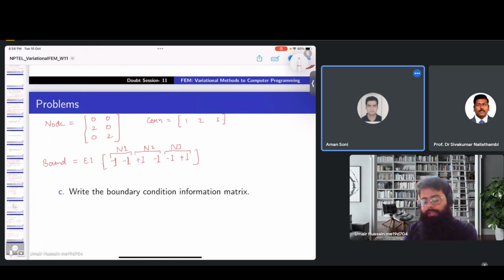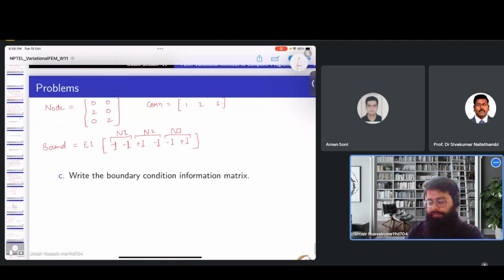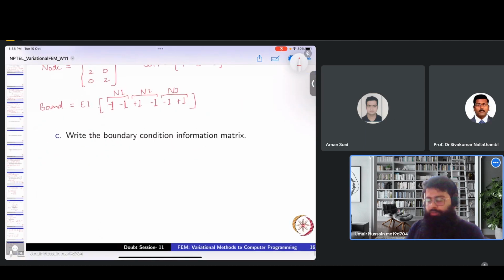Actually, I thought you were asking about the values of alpha in terms of nodal displacements along a particular vector. That would take a lot of solution steps. Anyway, this is the end of the problems that I have. If there's any doubt, we can discuss it.